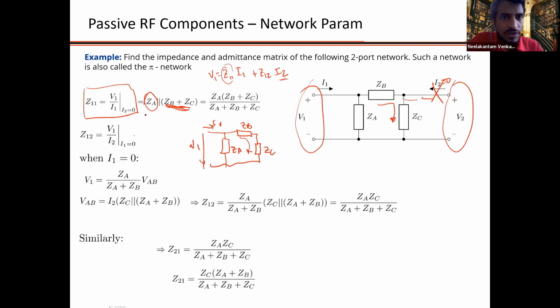So Z1 Z2 over Z1 plus Z2. When two impedances are connected in parallel, so when you go ahead and do that, this is my Z1, this is my Z2. When you do that, it's Z1 Z2 over Z1 plus Z2.